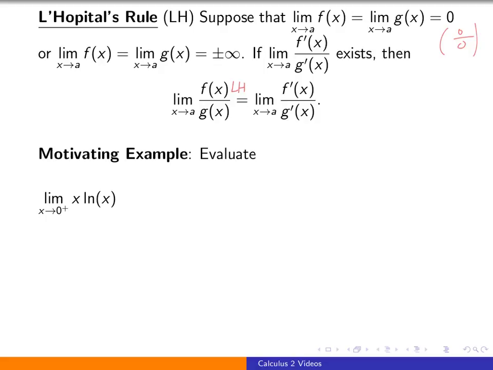And another indeterminate form would be when the top and the bottom function are both going to plus or minus infinity. It could be either of those, plus or minus infinity, and we call this an indeterminate form of type infinity over infinity.